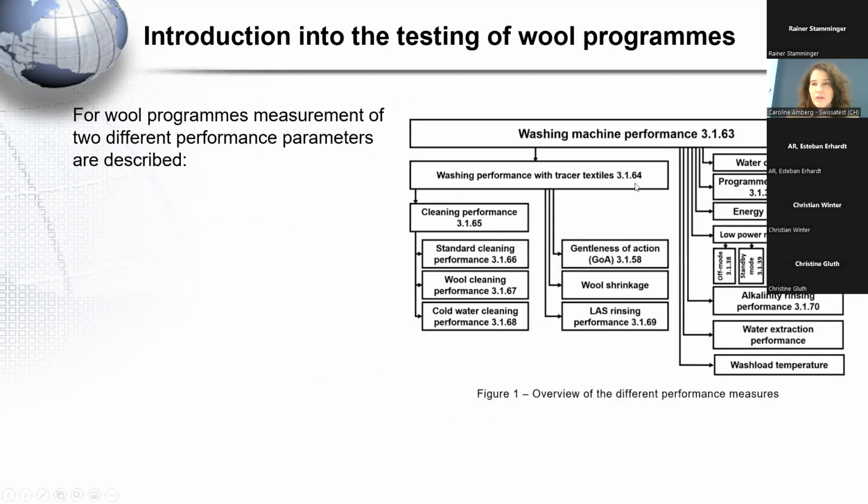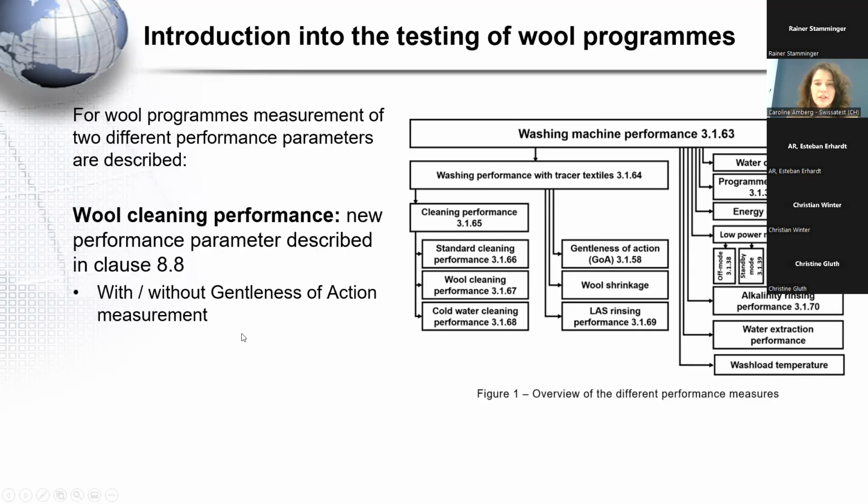Good, then when we have a look at the different performance parameters, well, we have 2 which are related to wool, as I said before, so wool cleaning performance. This is a new performance parameter in the 6th edition. It is described in clause 8.8, and it can be combined with other parameters like gentleness of action, so it can be assessed with or without gentleness of action, and also, for example, rinsing performance can be assessed together with wool cleaning performance.